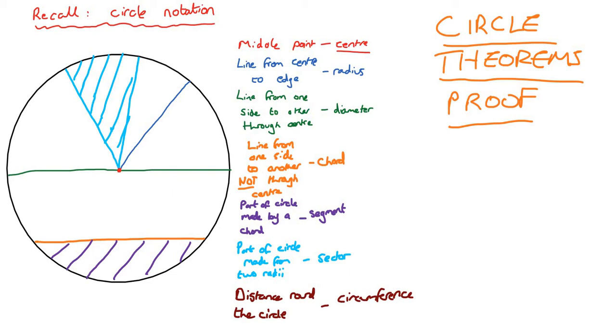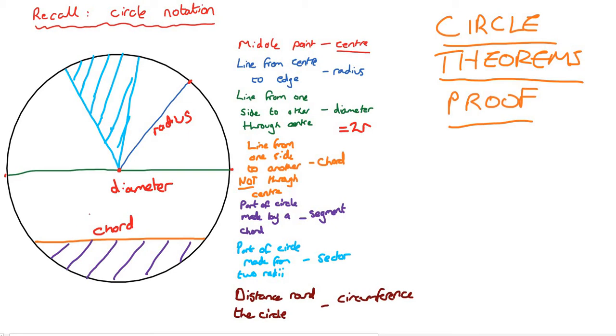Firstly, we just need to make sure we're familiar with circle notation. The middle point of a circle is called the center. Any line from the center to the edge is called the radius, so that's this line in blue here. A line from one side of the circle to the other is called the diameter, and in fact this is 2 times the radius, so I'll just write that: 2r. A line from one side to another that doesn't go through the center is called a chord. So that's this orange line here.